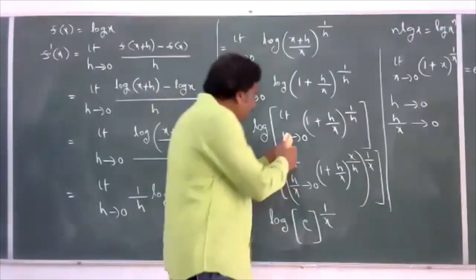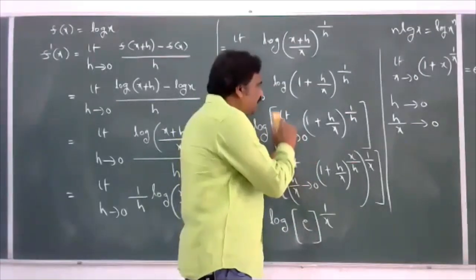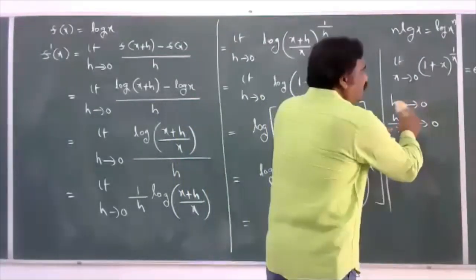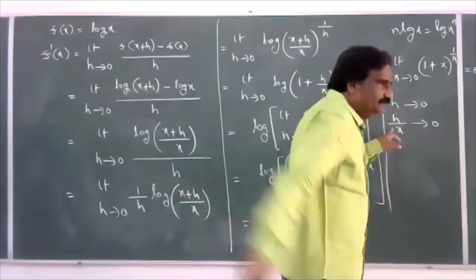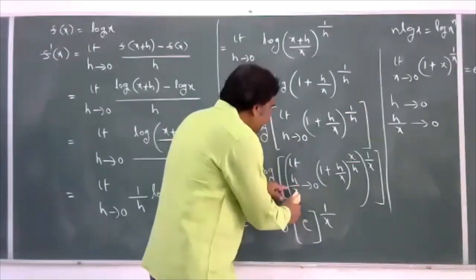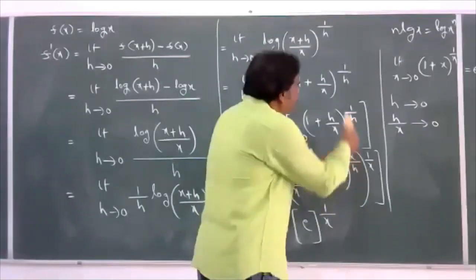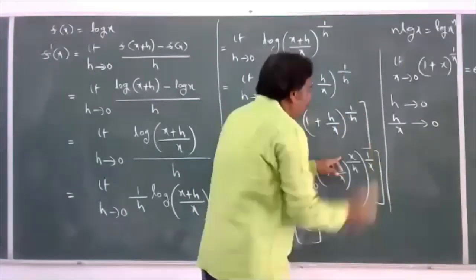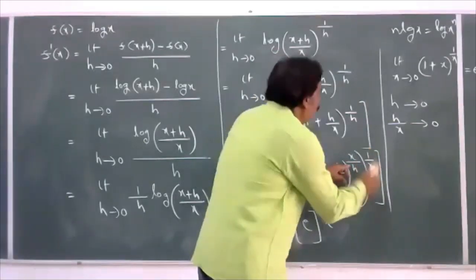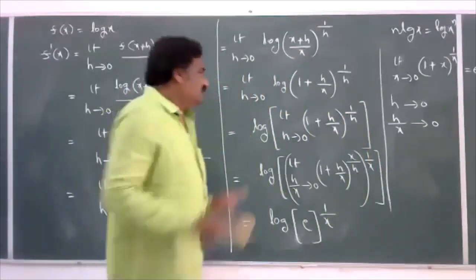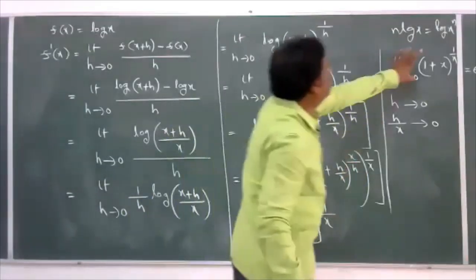That's why the limit depends on h. h tends to 0, dividing both sides by x, h by x also goes to 0. Here 1 plus h by x, multiplying with x and dividing with x, that is (x by h) whole power 1 by x. So that's why this limit goes to like this.